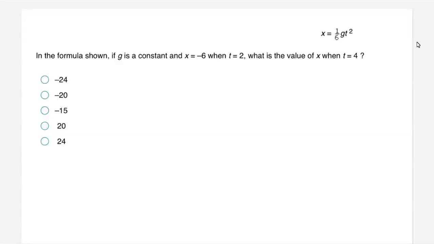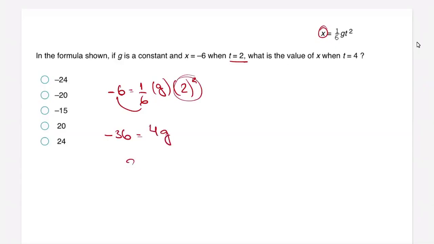Let's do it. In the formula shown, if G is a constant and X is minus 6, okay. So the formula here, minus 6 is equal to 1 over 6. I need to find G, and T is 2. 2 is squared, okay? So your cross multiply will be minus 36, and here's 4G. So it will be minus 36 divided by 4 is minus 9. So as G is a constant, it stays minus 9. And now T is 4. Let's find X. X is equal to 1 over 6. G we just discovered is minus 9.